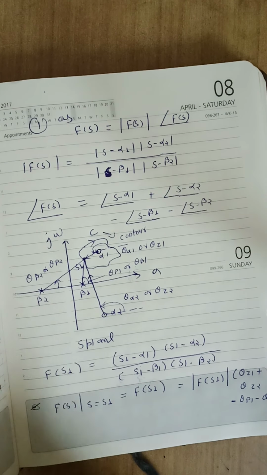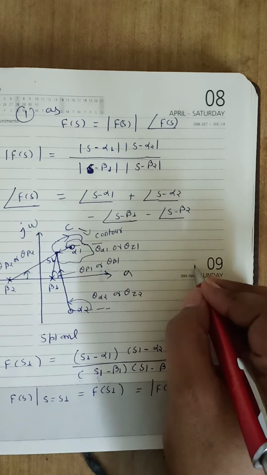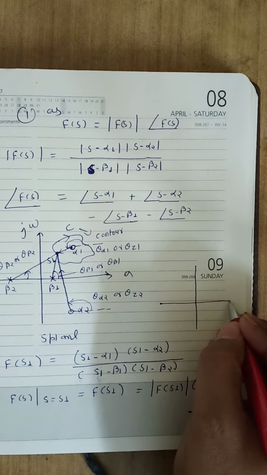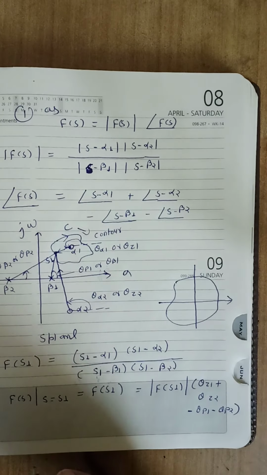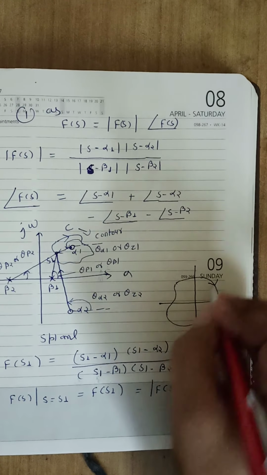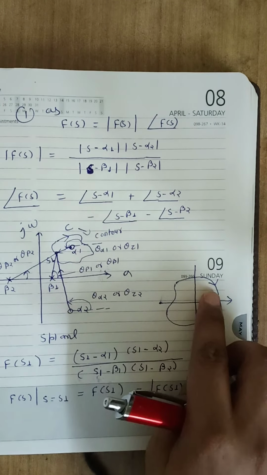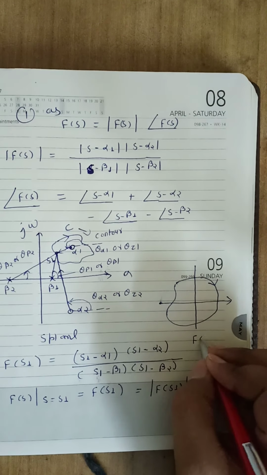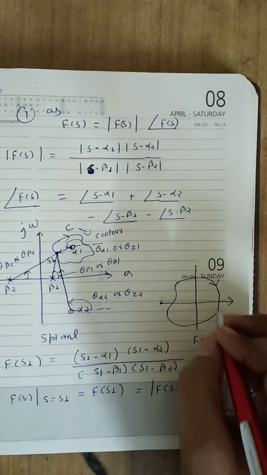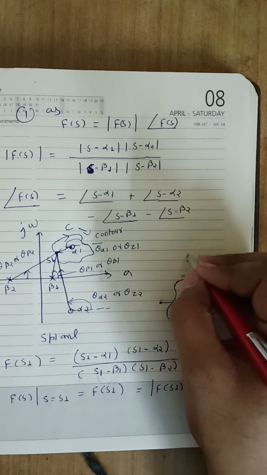So how can we define the corresponding F(s) plane contour? We can define a corresponding F(s) plane contour according to this. Here we have a clockwise direction, that's why I am assuming clockwise direction. So this is my F(s) plane. Horizontal will define u, vertical will define jv.